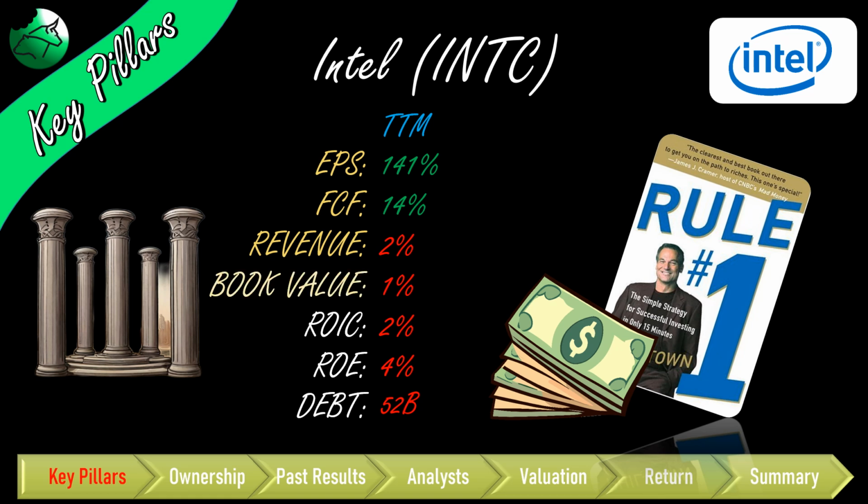Book value is calculated by subtracting the total liabilities from the total assets, and this indicates the equity growth for the company. And in the last year, their book value has only increased by 1%.